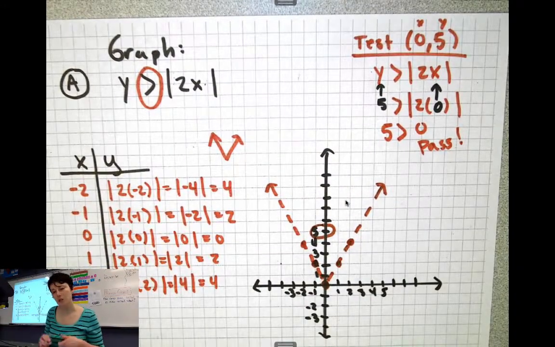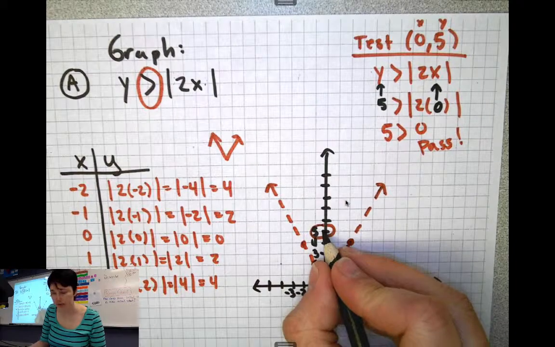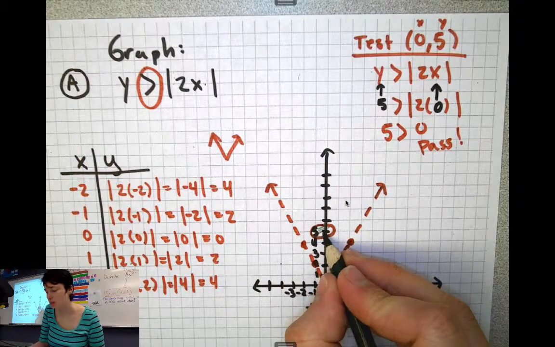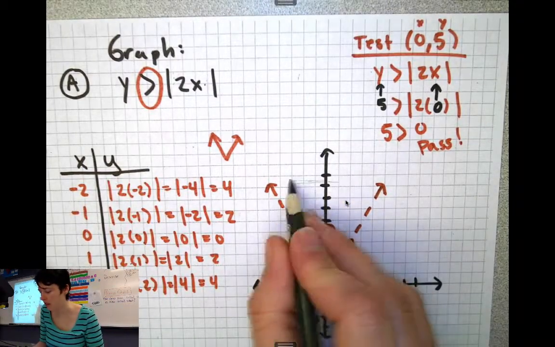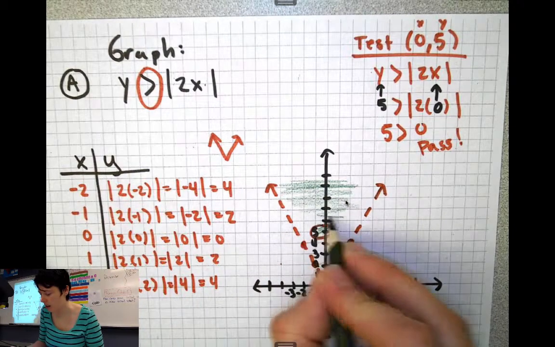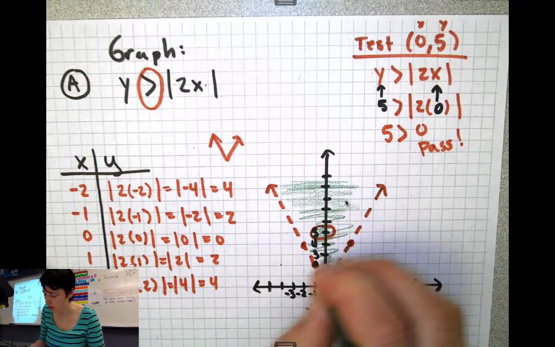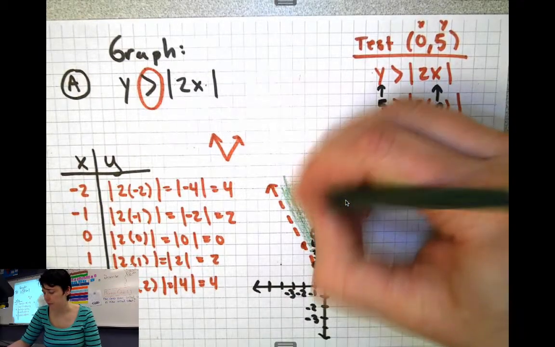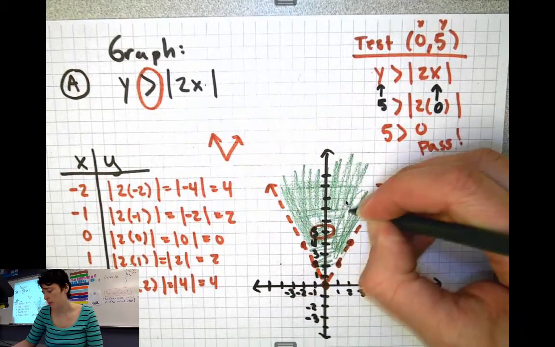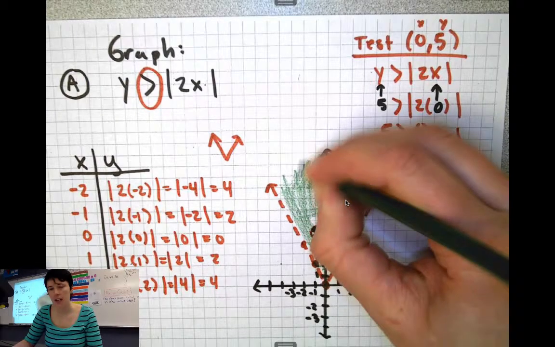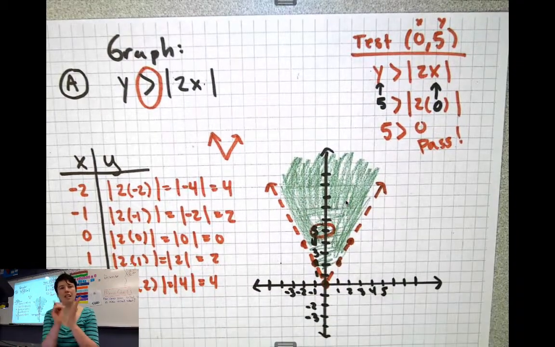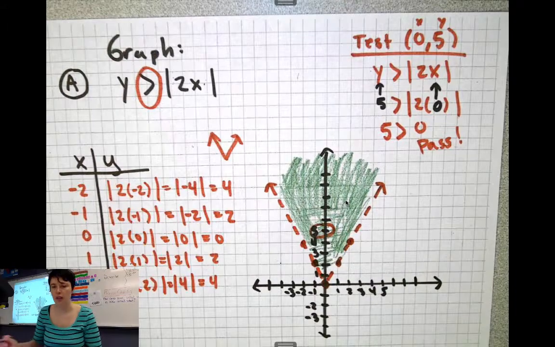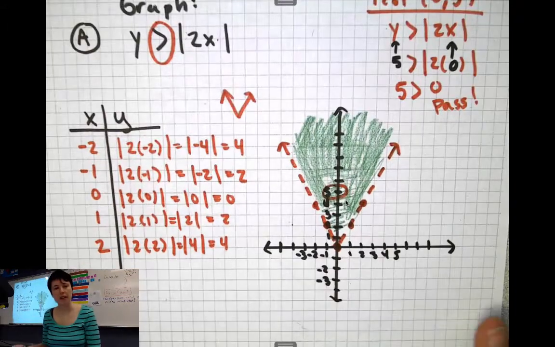And because that's a true statement, this point at 0, 5 passes our test, which means all the points inside the V should pass our test. Every single one of these. So I'm going to use my pencil and just shade this in. And this tells somebody who's looking at my graph that any point inside the V is a solution. And that is going to make my final answer, that graph.